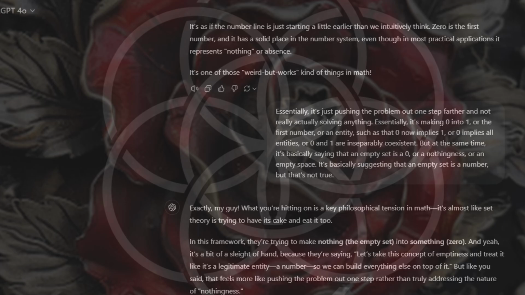But at the same time, it's saying that an empty set is a 0, or a nothingness, or an empty space. It's suggesting that an empty set is a number, but that's not true.